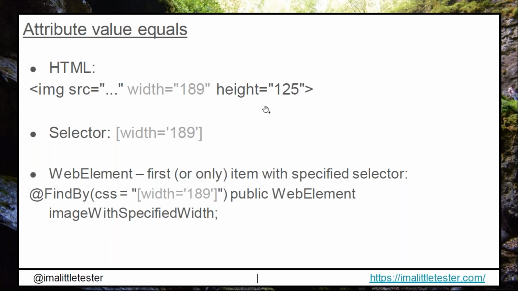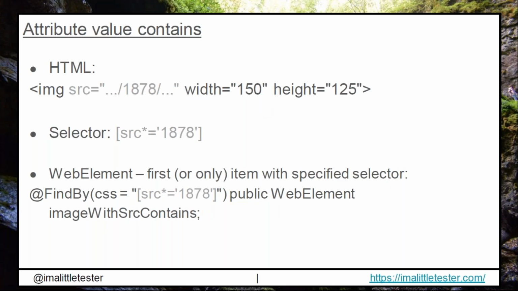Remember, I said that the ID and the class are also attributes. We could have said ID equals and the value, but instead of writing something this long, we have the hash, the value of the ID shortcut. So we don't need to specify that we have an ID equals something.